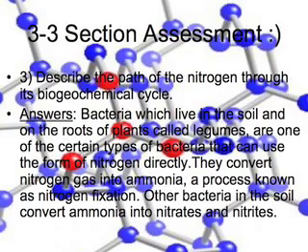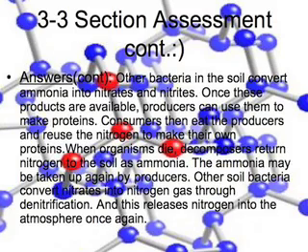Number 3. Describe the path of nitrogen through its biogeochemical cycle. Answer. Bacteria which live in the soil and on the roots of plants called legumes are one of the certain types of bacteria that can use the form of nitrogen directly. They convert nitrogen gas into ammonia in a process known as nitrogen fixation. Other bacteria in the soil convert ammonia into nitrites and nitrates. Once these products are available, producers can use them to make proteins. Consumers then eat the producers and reuse the nitrogen to make their own proteins.